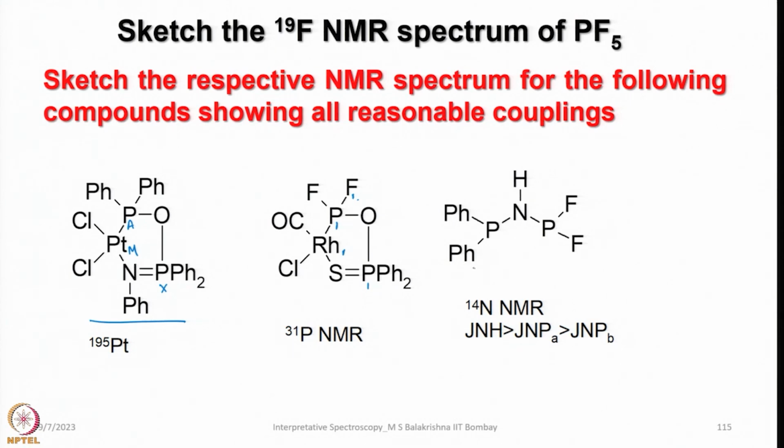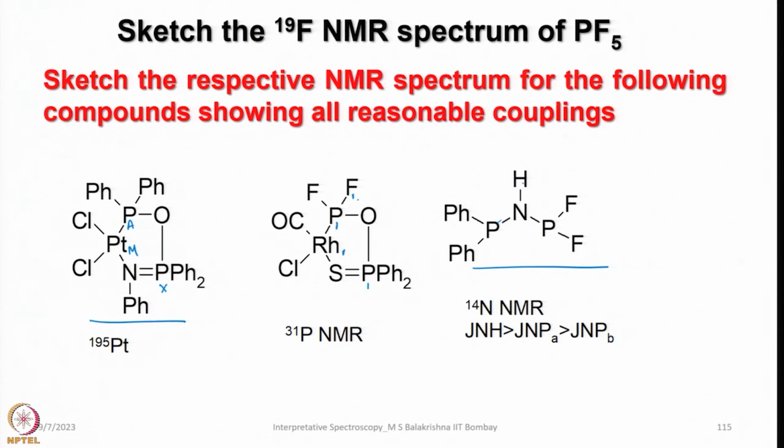And then if you just look into this case, it is very interesting, and if you just look into 14N NMR, what would happen is hydrogen is also one bond apart and phosphorus is also one bond apart. In this case we have to see a different situation here.